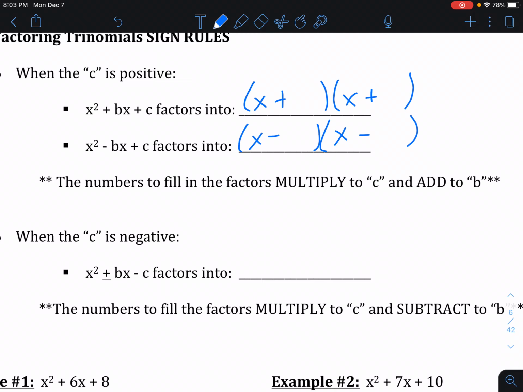Next is the third scenario. Look at the C. Notice it's a minus sign. Whenever you have the C term being a minus, it does not matter what the B is. Whenever you have a minus C, your signs are going to be plus minus. Those are a little trickier, but the rule you want to go by for the numbers is the numbers to fill the factors multiply to C and subtract to get B.